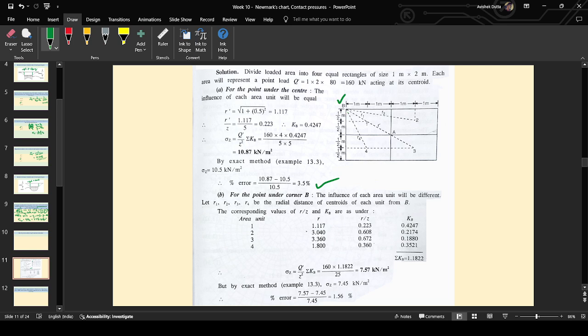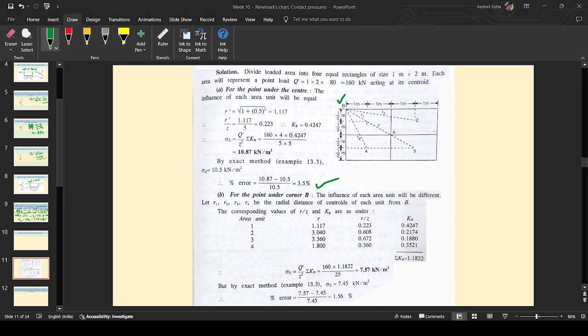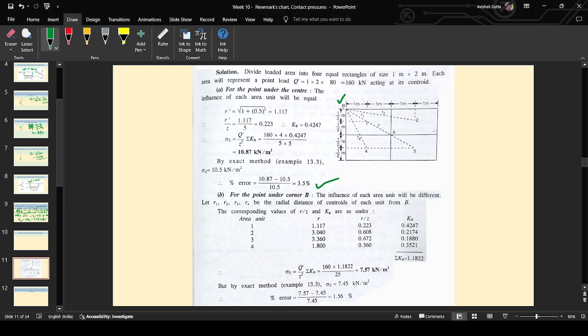Now after finding the individual radial distances from all 4 rectangles to the corner B, you find r by z, and for each r by z value, you find the value of kb, the influence factor. Then you find the summation of these influence factors. Now put in the formula, sigma z equals q by z square into summation of kb. You get a value of approximately 7.57. In the previous method we got 7.45, right? So this is the percentage of error. Is it clear to you? Any doubt regarding this question? You can tell me right now.